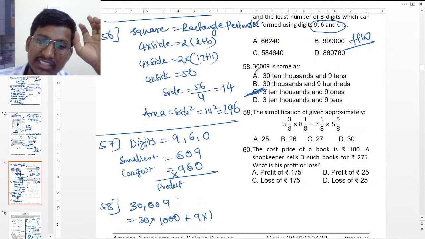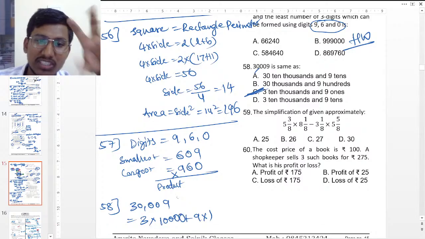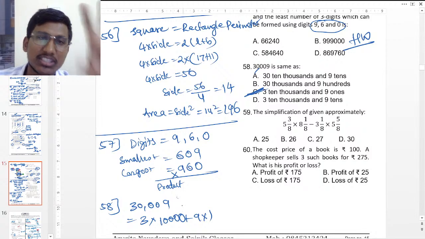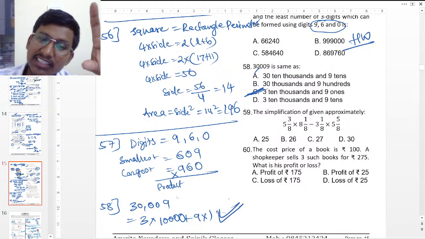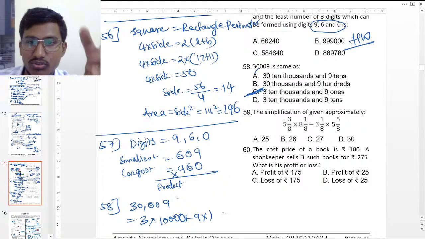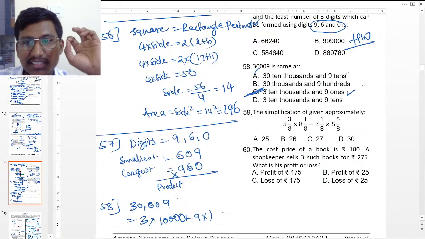So here 30, instead of that we can write 3, and then here we can take it as 10,000. So 3 is in the 10,000 place, 9 is in the ones place. So that is 3 10,000s and 9 ones. So the answer is option C, that is correct.